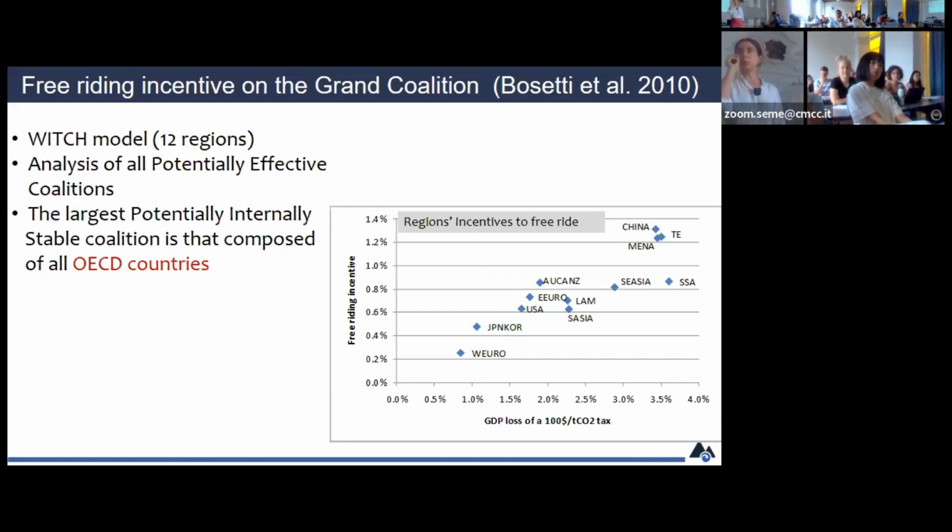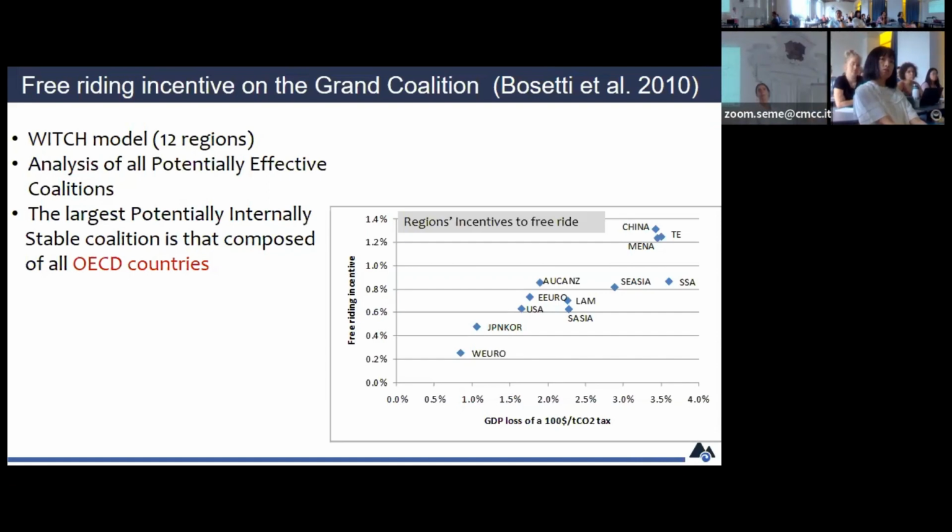Now, I want to ask you to take your brain back from wherever it is, and ask yourself: what could change this picture dramatically? What is the basic assumption of this picture? Let's go back and think, how do you calculate free riding incentives? Free riding incentive is what you get if you're in the coalition versus what you get when you're outside the coalition. Okay, there's one element I never talked about yet, which is very relevant to what you get when you are in the coalition.